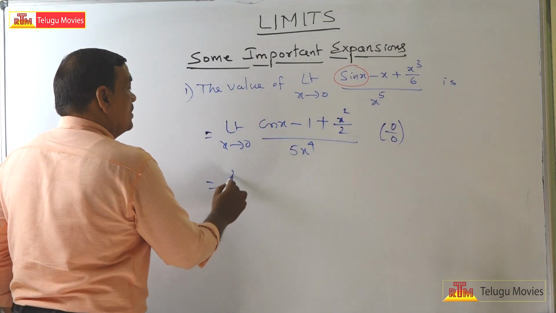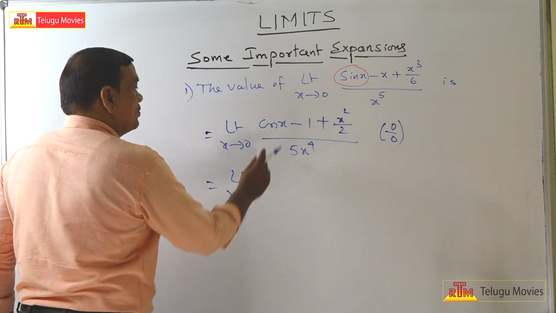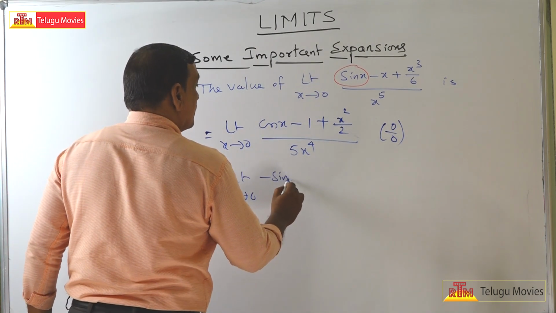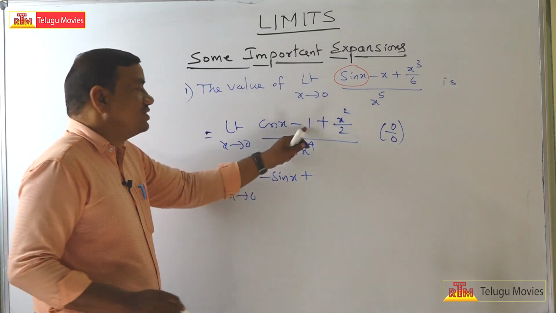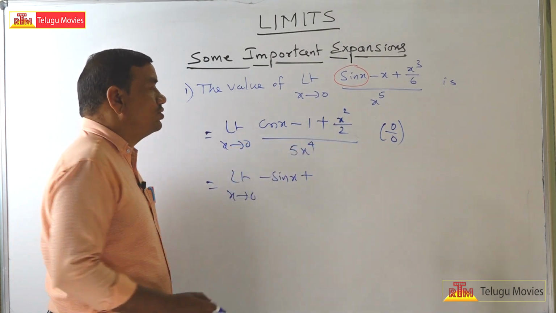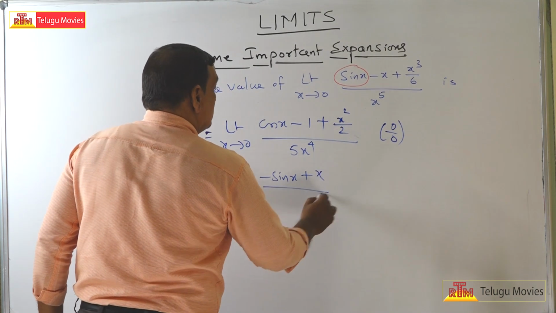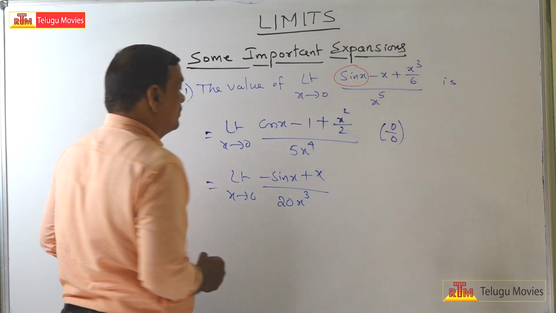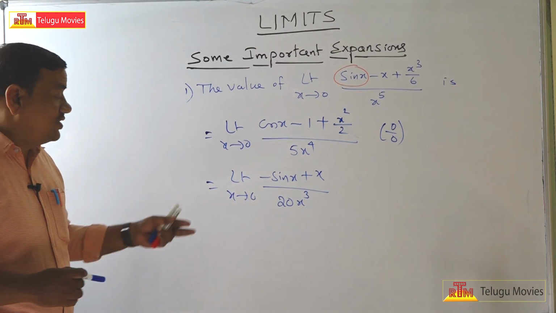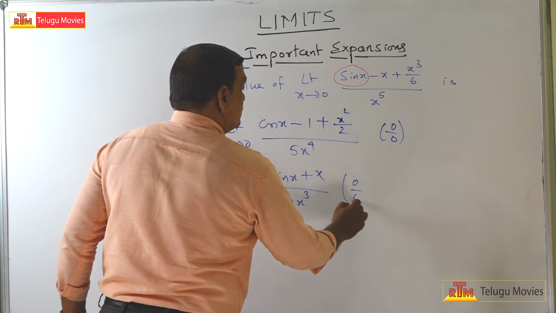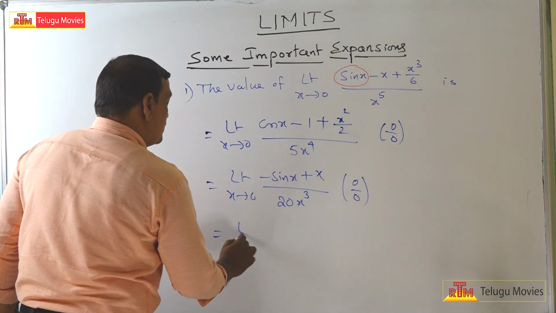Again we will do. Limit x tends to 0. Cos x derivative minus sin x, plus minus 1 derivative 0. X square derivative 2x. 2, 2 will cancel, x. This is equal to 4, 5 are 20x cube. Okay, now? Still you are getting 0 by 0. 0 by 0. Again, do the differentiation.